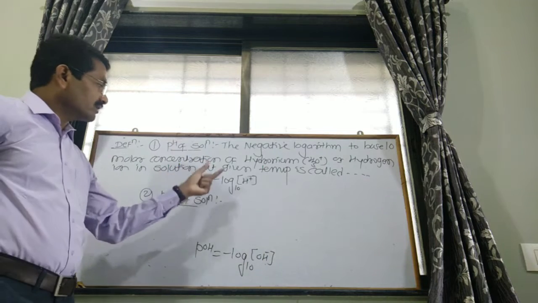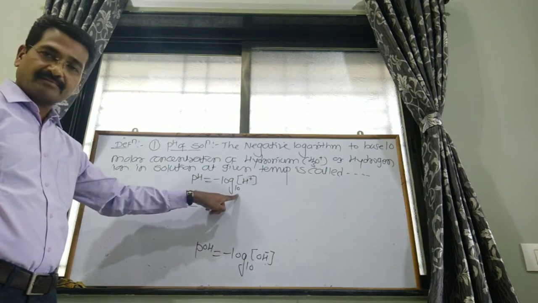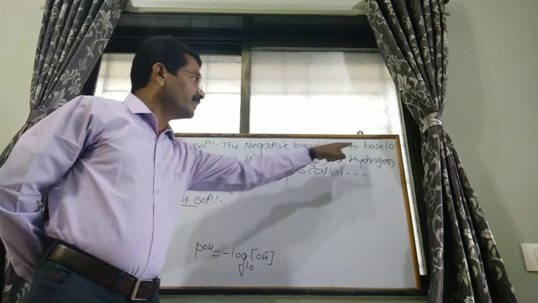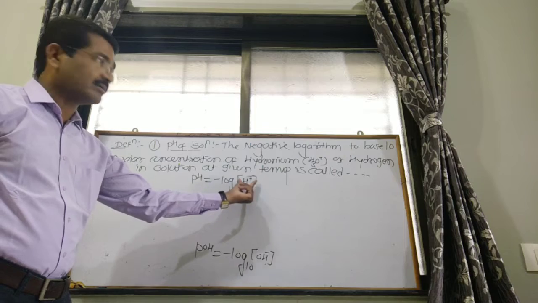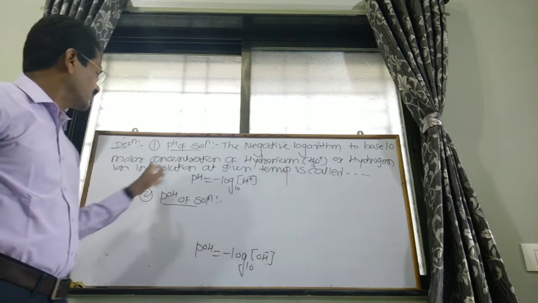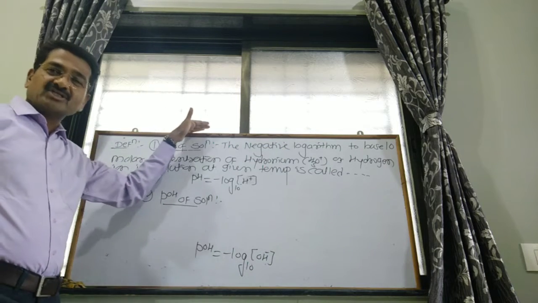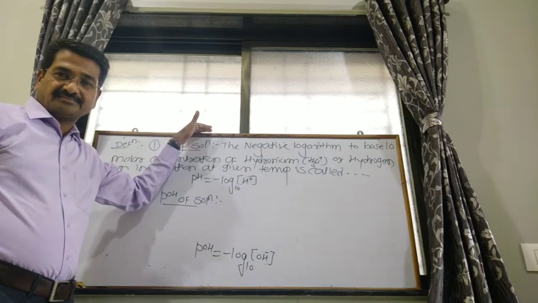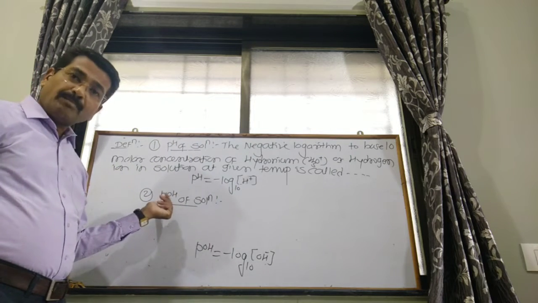What is the pH of solution? By using this formula, the negative logarithm to the base 10 of the molar concentration. This bracket indicates the molar concentration. The molar concentration of hydronium or hydrogen ion in solution at a given temperature is called the pH of solution. By using this definition, we can define the pH of solution.